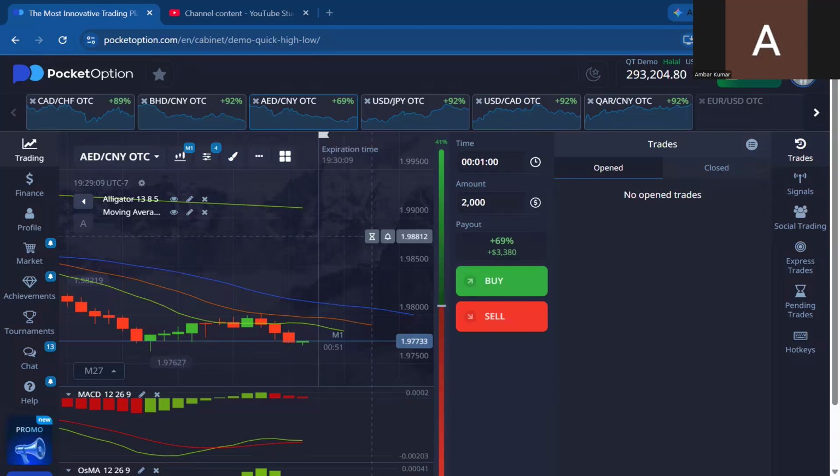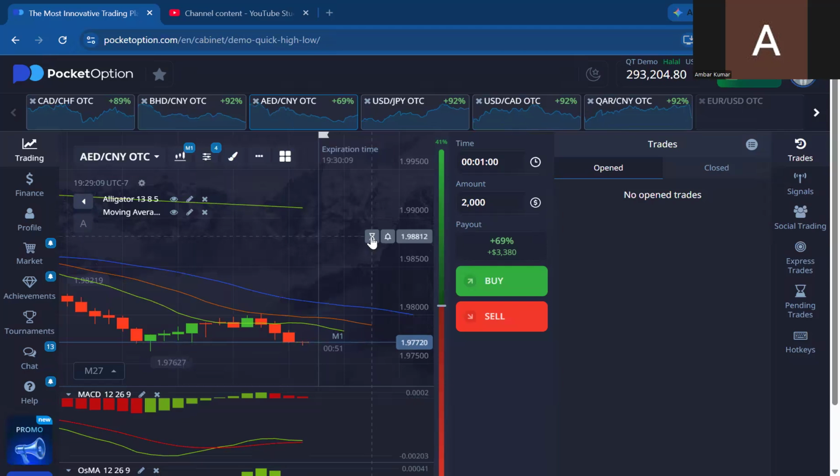This is Bar Trades. Today, I'm just going to show you guys a really good strategy to profit using the OSMA or the MACD. You can use either one. And it's pretty simple. So I'm just going to share my screen now.